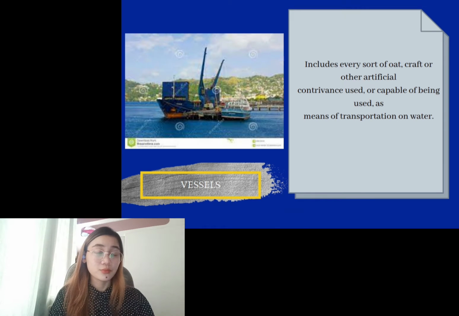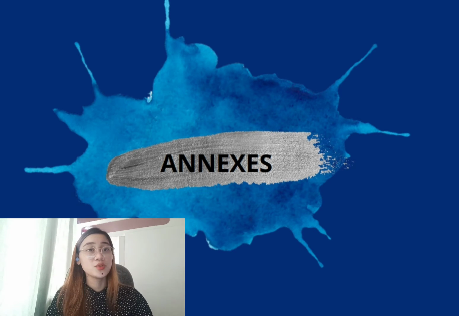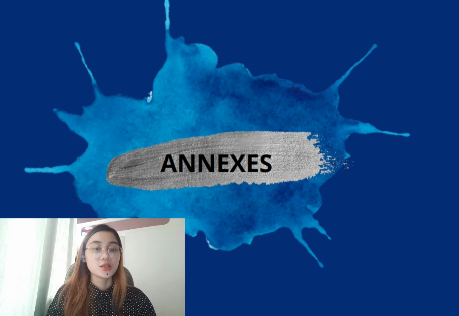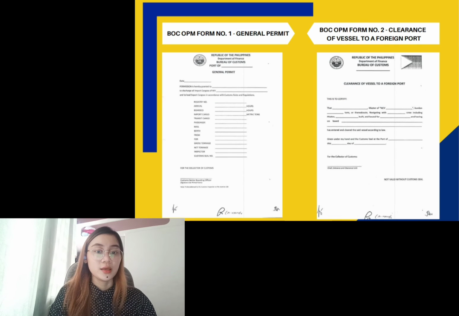Now let's proceed to the annexes of CM number 22 series of 2010. Annexes, these are the forms and the titles. Let's proceed to the first one. The BOC OPM form number 1, general permit. This is what the general permit looks like. BOC OPM form number 2, clearance of vessel to a foreign port.